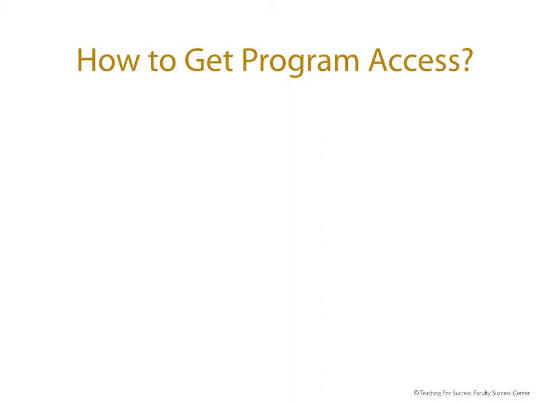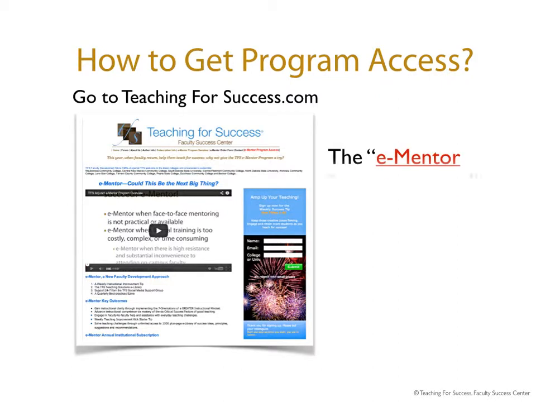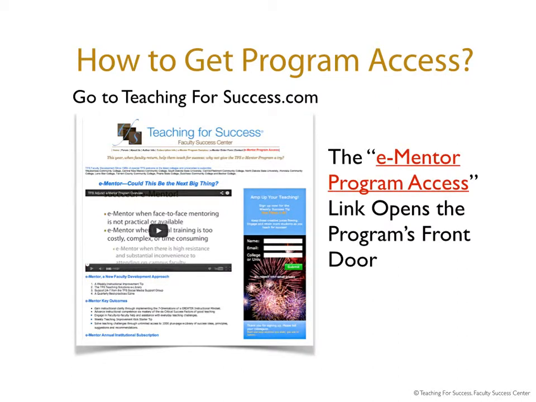Well, how do you get program access? Okay, it's not too difficult. You go to teachingforsuccess.com. And on the welcome page in the upper right hand corner, there is a link in red named the e-mentor program access link. Well, it opens the front door. So click on that. But before you can see the front door, you will be requested to log in.